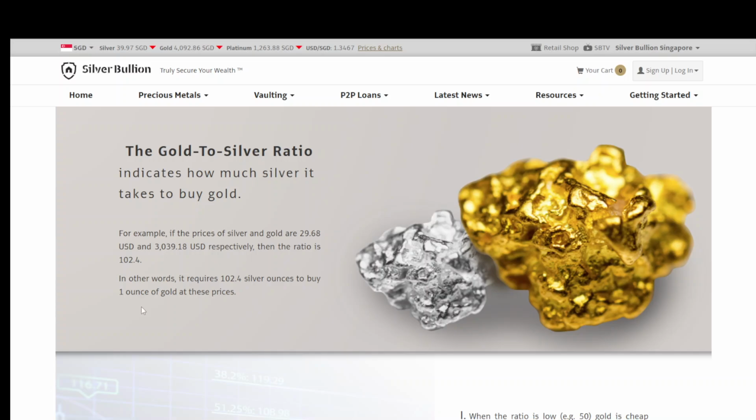So you can see when it takes more silver to buy gold, it means that the silver is cheaper as compared to gold. So it is definitely a better bargain to buy silver. Okay, but if the gold silver ratio drops to 50, then it takes less silver to buy an ounce of gold, meaning to say that the gold has become cheaper. So in that case, we will want to tend towards buying gold.